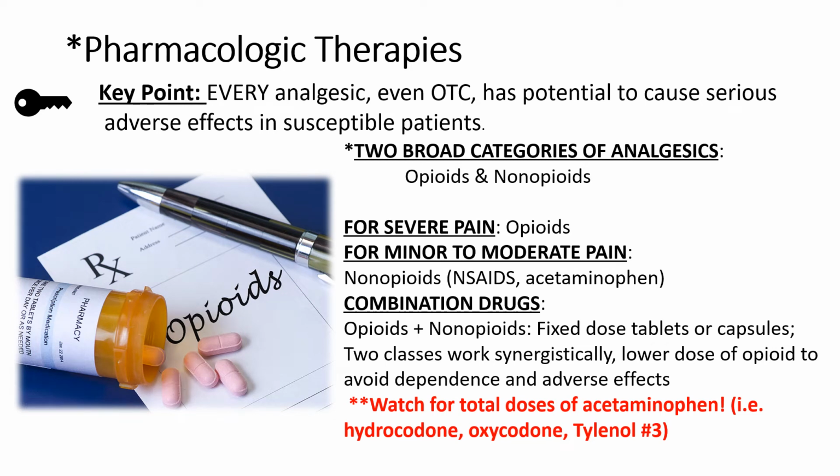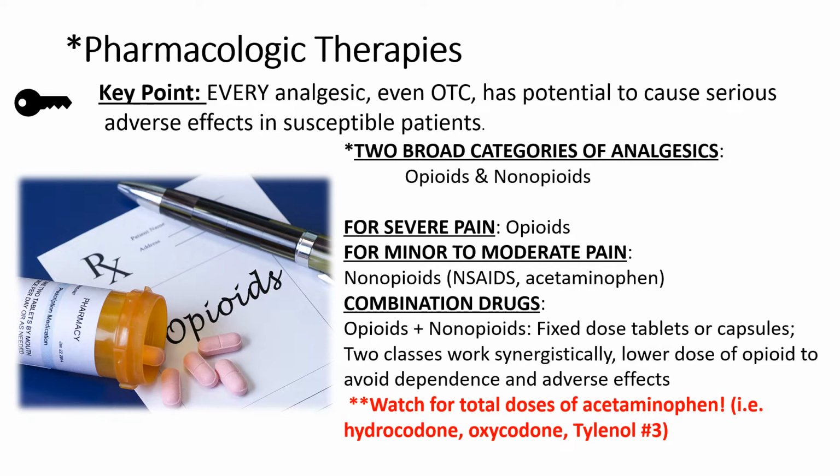Okay, so let's talk about some pharmacologic therapies for pain control. So we typically break analgesics into two broad groups, opioids and non-opioids. And the opioids are all the ones that we've just spent a bit of time talking about. Morphine, codeine, hydromorphone. Those are all opioids. The non-opioids are typically acetaminophen and all the non-steroidal anti-inflammatory medications.